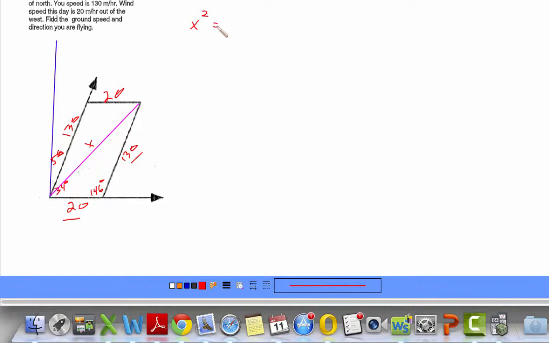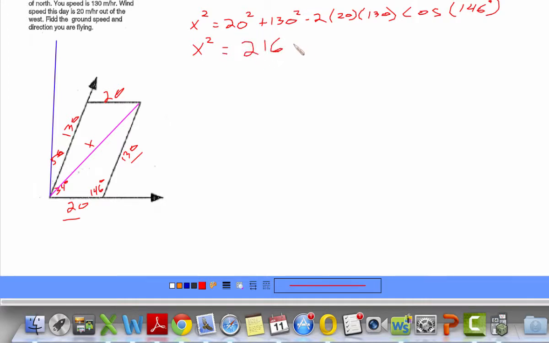X squared is equal to side length squared plus side length squared minus 2 times side times side times cosine of the angle that's in between the two of them. Plug that into your calculator and do some calculations, and I think I get x squared is equal to, my supercomputer kicked it out quick, 21,611. Does that mean that we're flying 21,611 miles per hour? Boy, I hope not. I need to take the square root of that. Take the square root of that and I get 147 miles per hour.